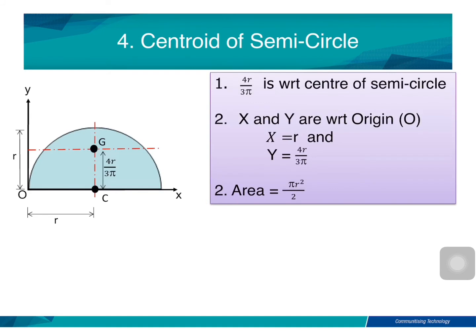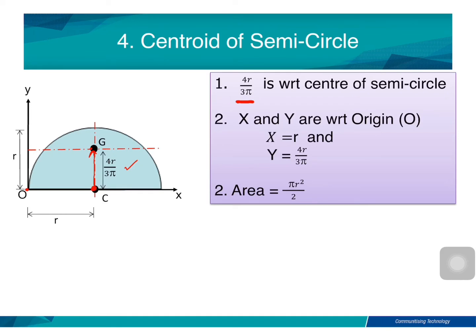Okay, next, number 4, the centroid of the semicircle. You can see here, this is the origin and this is the center of the circle. Now this is the semicircle. How are we going to locate the centroid of the semicircle? Number 1, it is 4r over 3 pi with respect to the center of the semicircle. This is the center of the semicircle, so from here to the centroid is 4r over 3 pi.